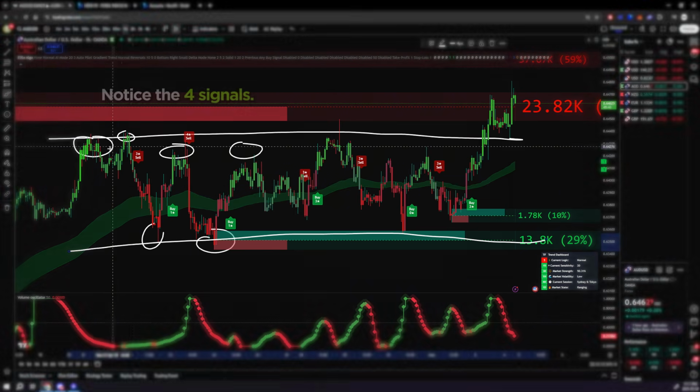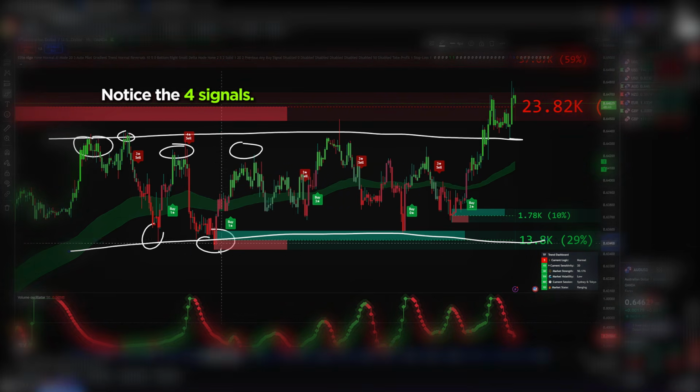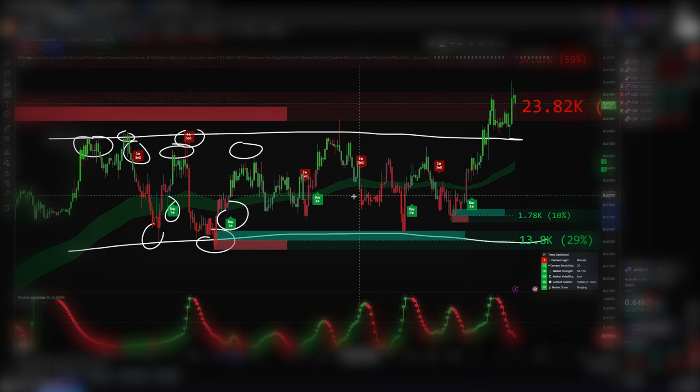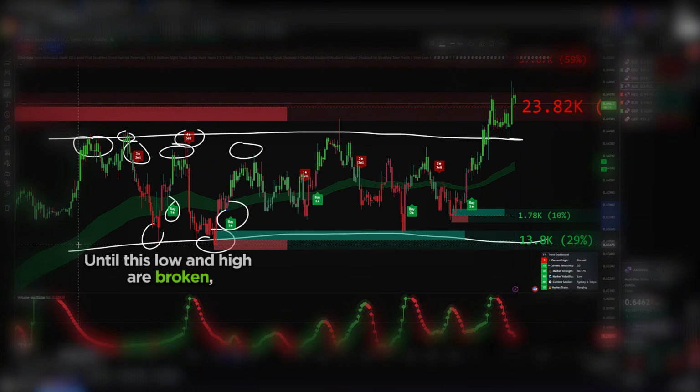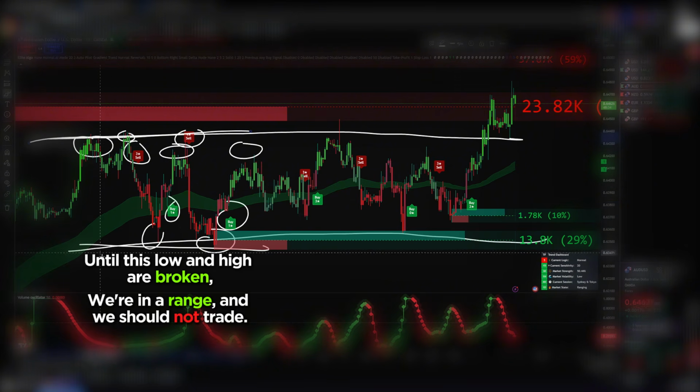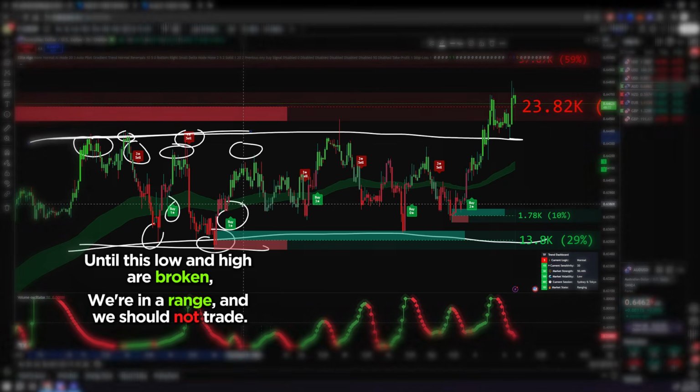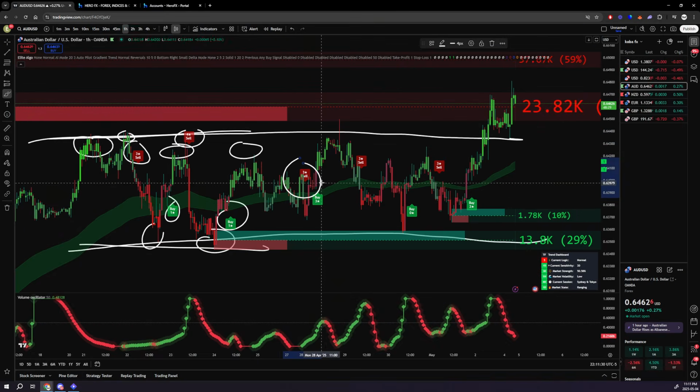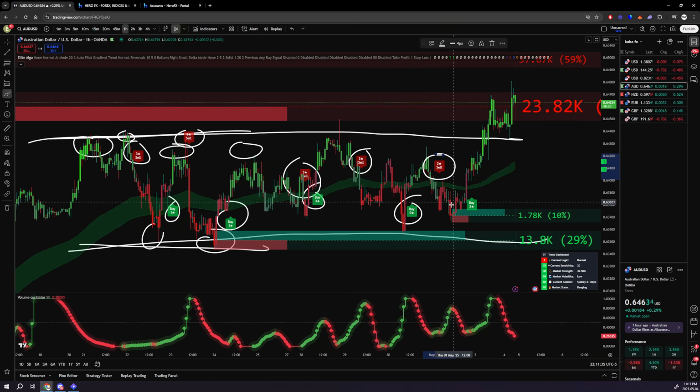So for example, let's say you saw the sell, you saw the buy, the sell, the buy, right? You saw these 4 signals right here, and we did not see this yet. We should automatically assume that until this low is broken, until this high is broken, we are in a range and we should not trade. So this signal should not be taken, not taken, not taken. And even though this one did really well, this should also not be taken.